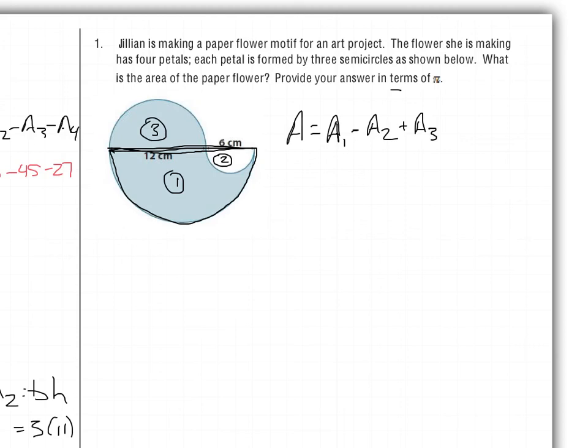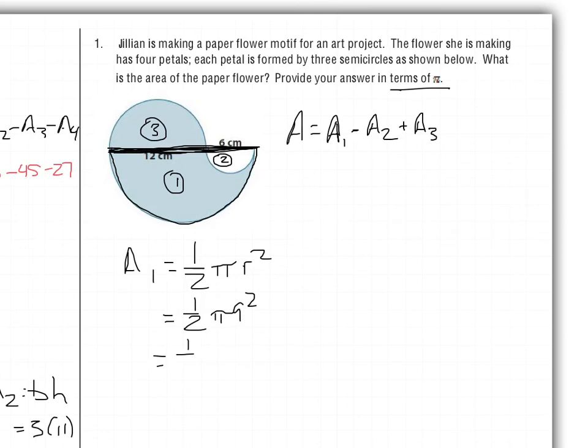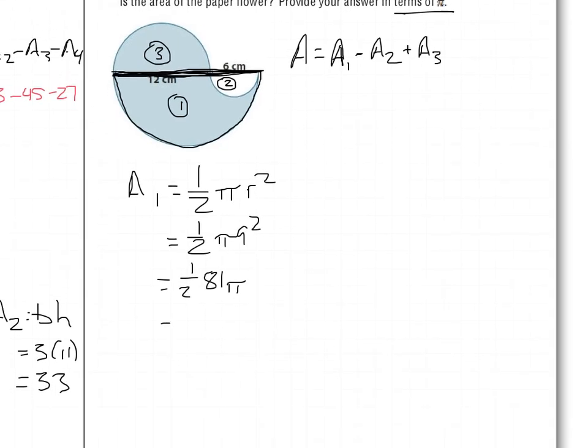So the answer asks us to provide our answer in terms of pi, so as I go through and find out area 1 is half of a circle, pi times radius squared. Now the entire length of this diameter is 18, which means the radius is going to be 9. So this is half of pi times 9 squared, which is going to be half of 81 pi. So this is going to be 40.5 pi.